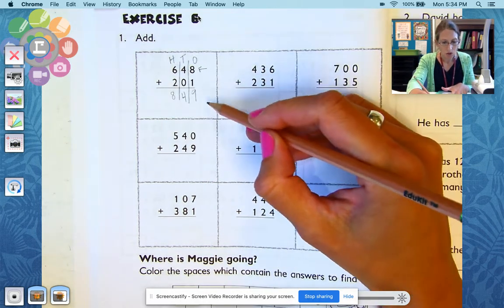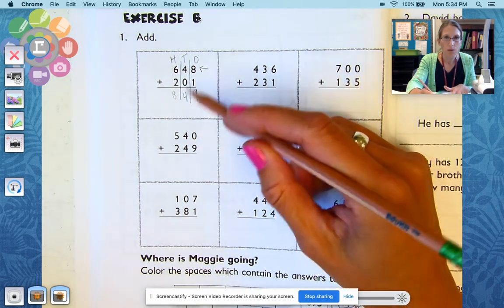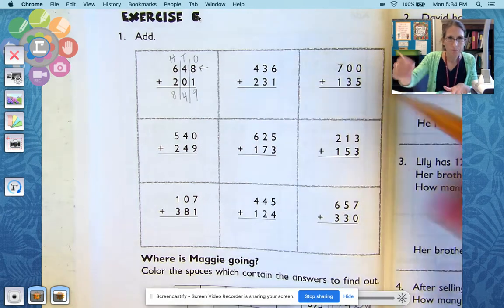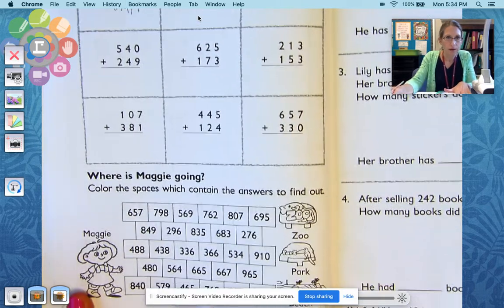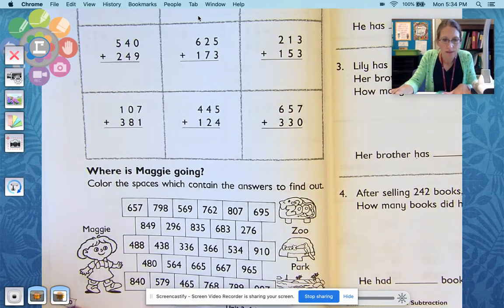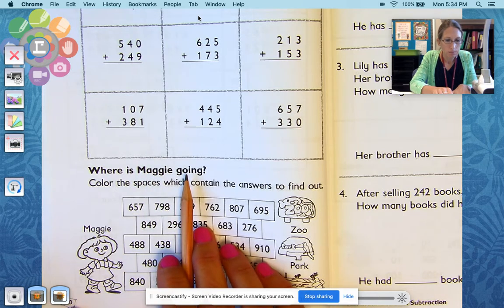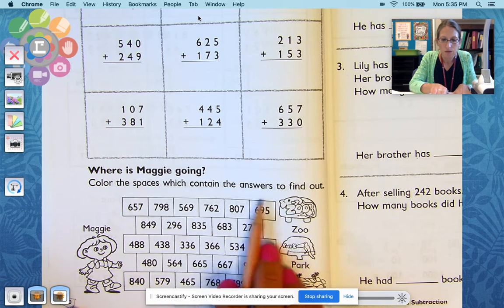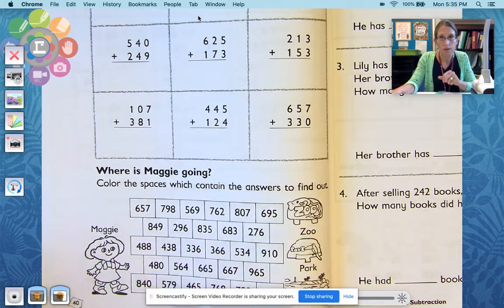Now what we're going to do when we finish adding our 3-digit numbers, we're going to go down here to the bottom, and there is a little kind of a path that we're going to find out. It says, color the spaces. Actually, sorry, I'm going to start here. Where is Maggie going? There's Maggie. Color the spaces which contain the answers to find out. Ooh, okay, so this is another way we can kind of check our answers.